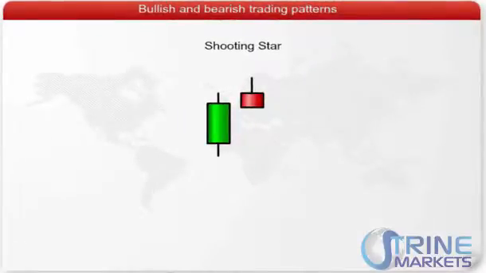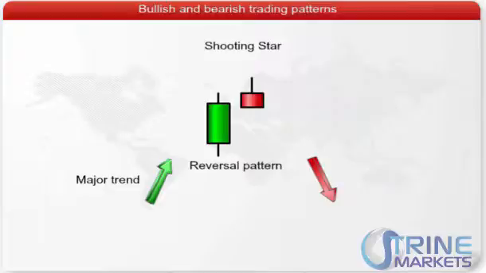Bullish and bearish trading patterns. Shooting star. This is a reversal pattern that takes place over 2 days and indicates a bearish outlook. On the first day, the candlestick is long and usually green, supporting the major trend. The following day, the price opens near or slightly higher than the first candlestick's closing price and closes slightly lower with a slightly longer shadow than the candlestick itself.